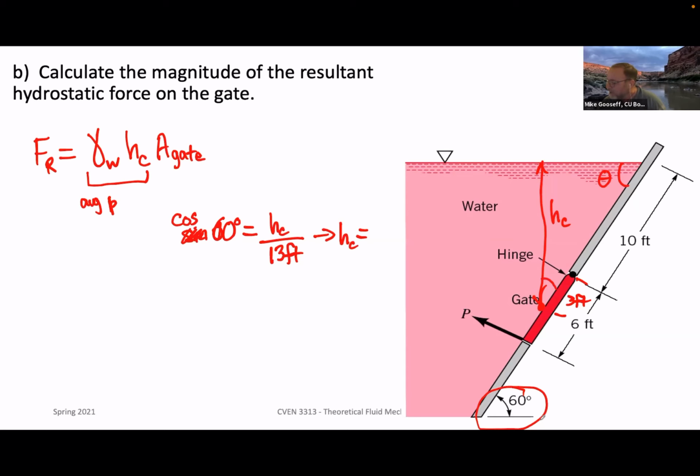But anyway, if this is 60, this is 60, which means this is 30. So it's either the cosine of 30 or the opposite over hypotenuse for this guy would be the sine of 60. So thanks. I don't know who said that. But you're correct. This is the sine of 60. Okay. So I did do it right the first time.